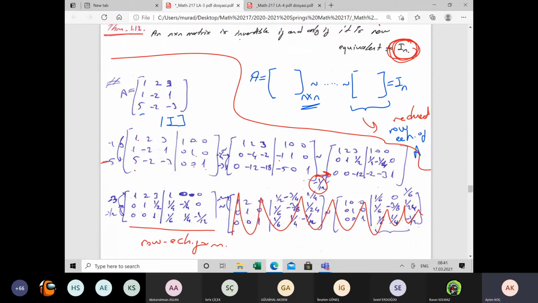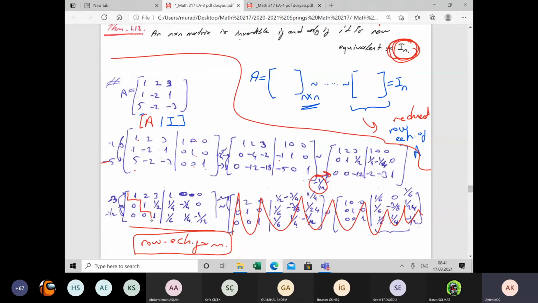First of all, start with this matrix and apply some elementary row operations to get row echelon form. Yes, we get row echelon form. Look at this one, row echelon form or not? Yes. But look at this one.